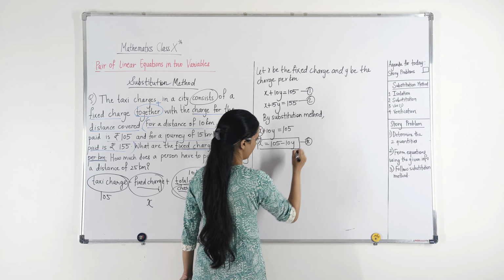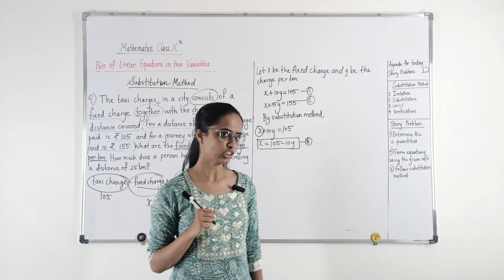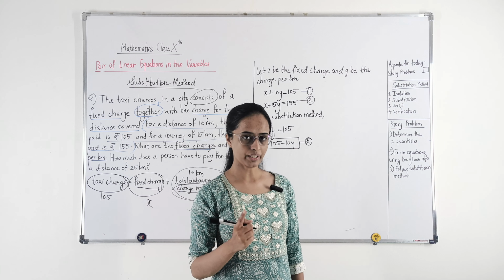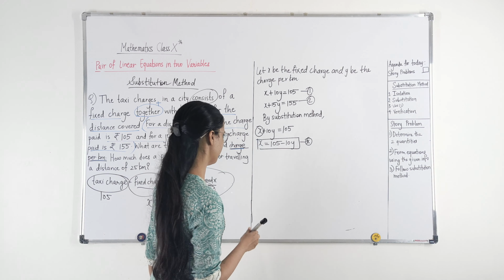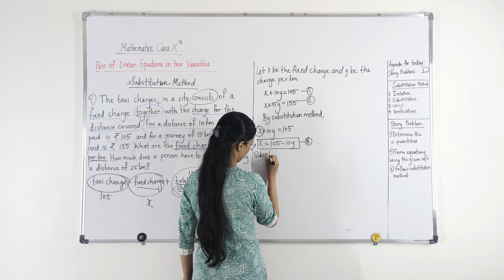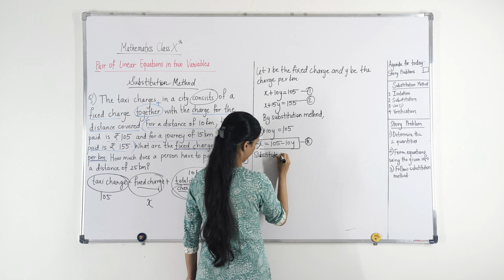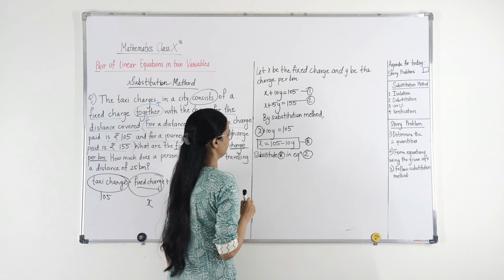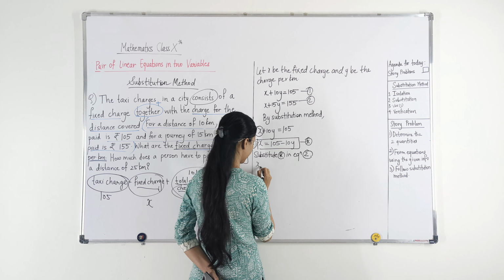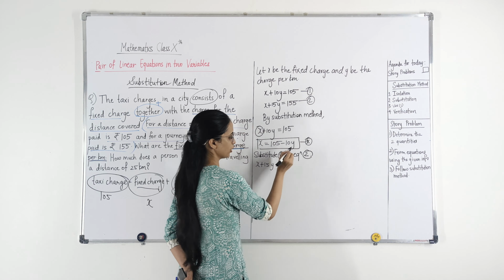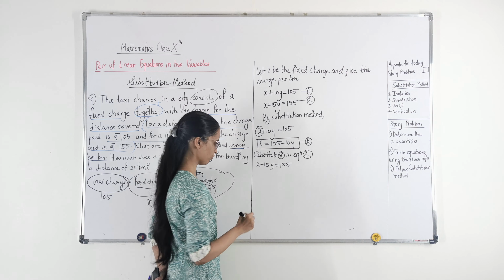This is your star. Now comes step number 2, where the magic of substitution happens, to convert the equation in two variables to an equation in one variable. So what we would be doing is substituting star in equation 2. So first you write equation 2. Wherever there is x, you are going to write 105 minus 10y.